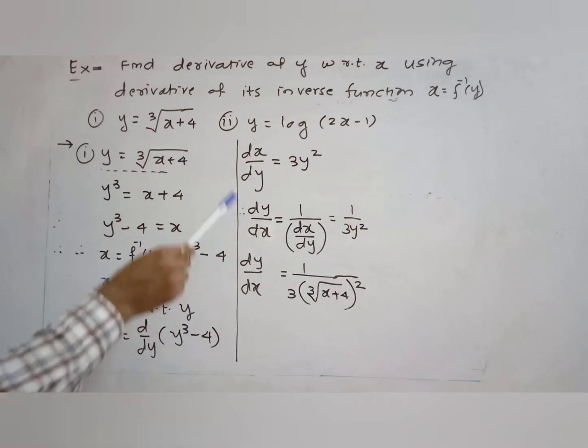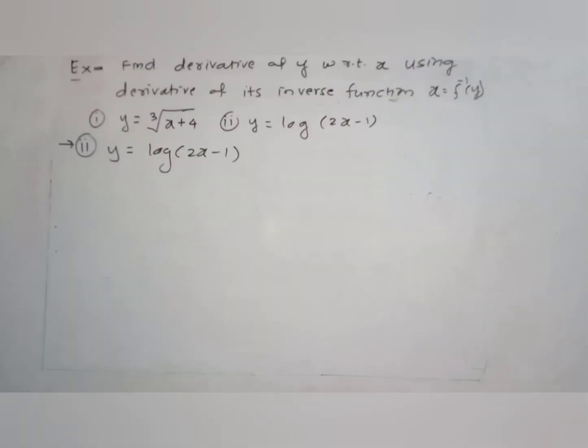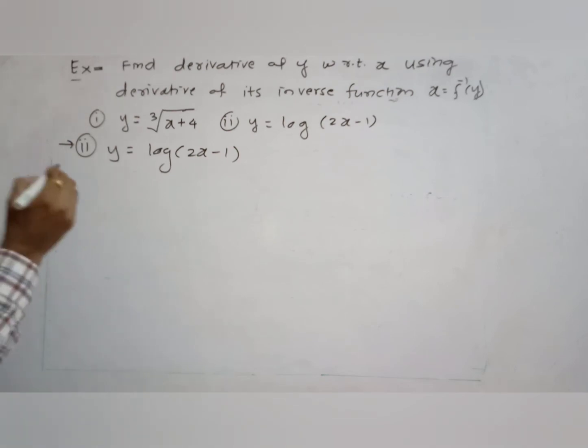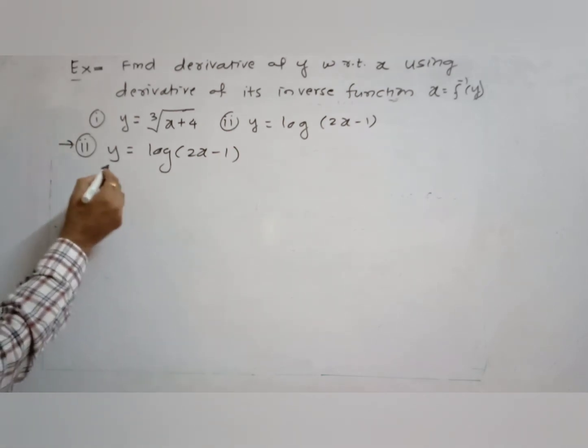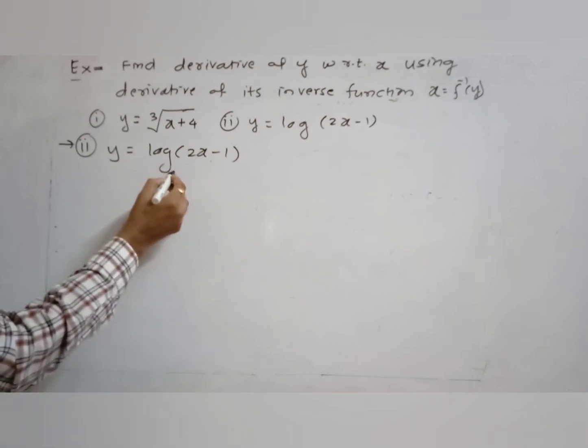Here are the steps. Let us solve one more example of this type. See this, y is equal to log of 2x minus 1. So as in the previous example, we write x in terms of y from this expression. So for that, what should we do here? This is y is equal to log of 2x minus 1. If the base is not mentioned, it means e.